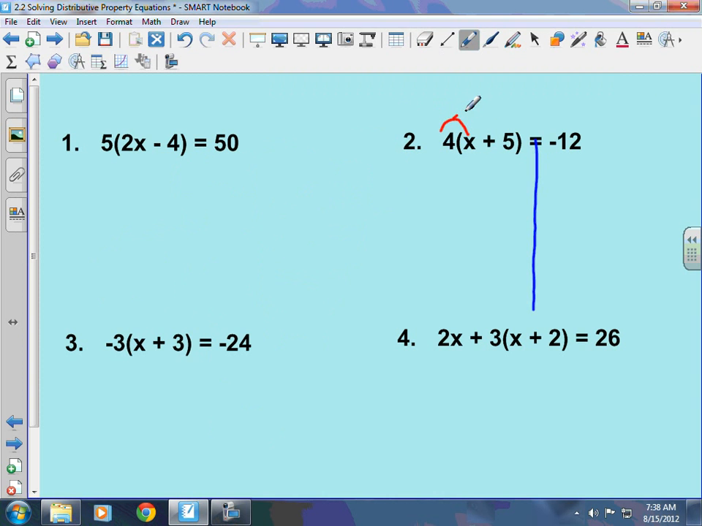Okay, so no sign between the 4 and the parentheses. That's my distributor. 4 times x is 4x. 4 times positive 5 is positive 20 equals negative 12. 4x equals negative 32. X equals, how many times does 4 go into 32? That is correct, 8 times. It's negative, so your answer is negative.